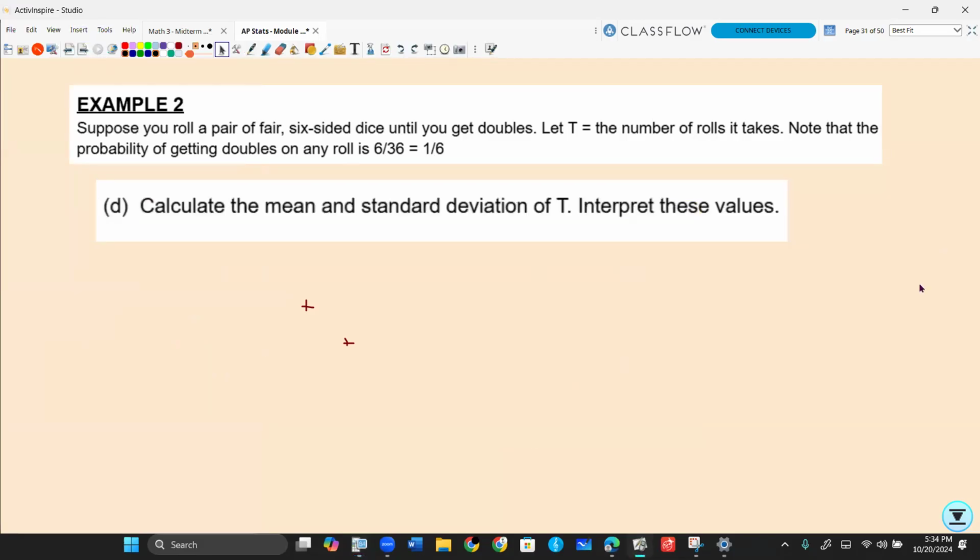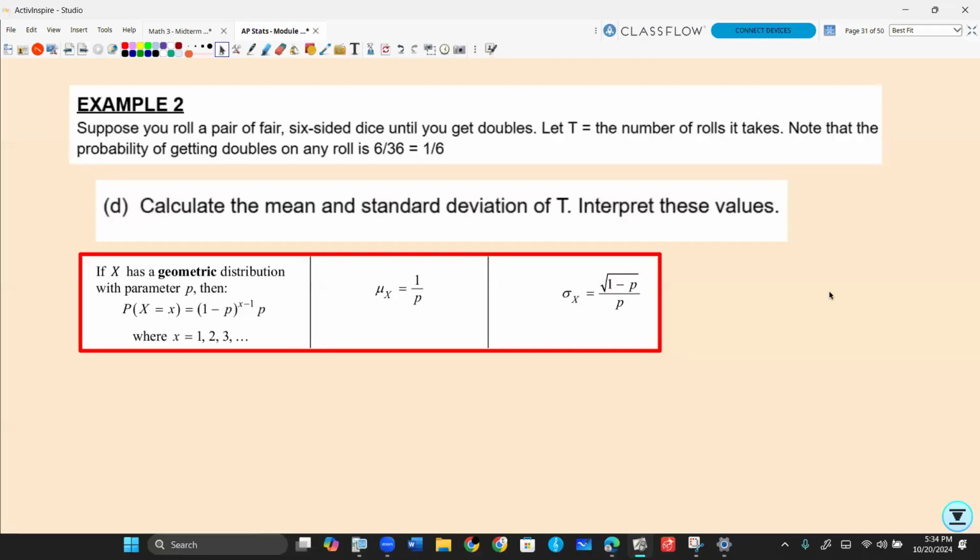And finally, calculate the mean and standard deviation of t, interpret these values. We actually have formulas for that. If you've identified it as a geometric, you would go into your formula sheet. You would look at the mean and standard deviation formula and plug them in. So let's do that. So our probability is 1/6. So our mean is going to be 1 divided by 1/6.